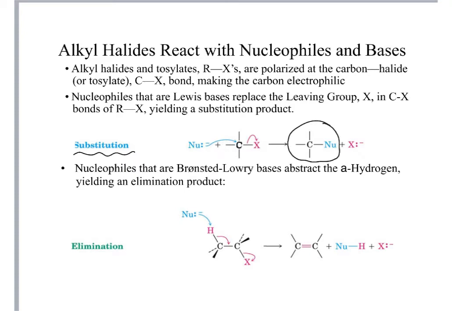In the next tutorials, we'll talk about elimination, where the product is an alkene. Instead of nucleophile attacking the carbon atom attached to the leaving group, in those reactions, basic nucleophiles will instead abstract a proton, hydrogen ion, from the so-called alpha carbon. Alpha carbon is the carbon atom next door to the unit in question, in our case, alkyl halide or the RX.